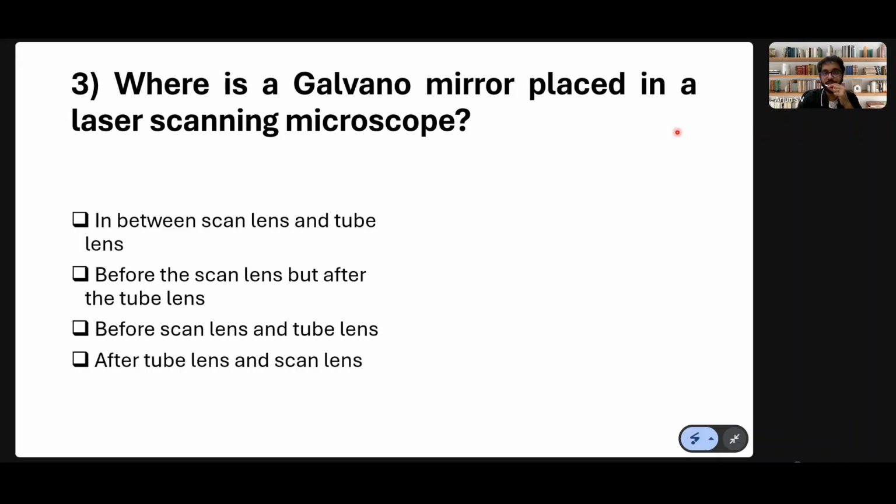Where is a galvanometric mirror placed in a laser scanning microscope? Typically a galvanometric mirror is placed before the scan lens and tube lens. So the correct option is option C.